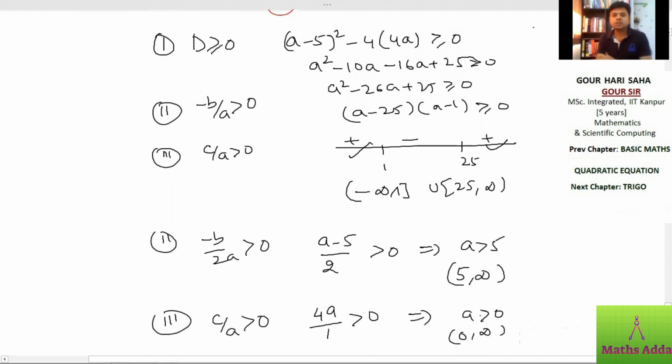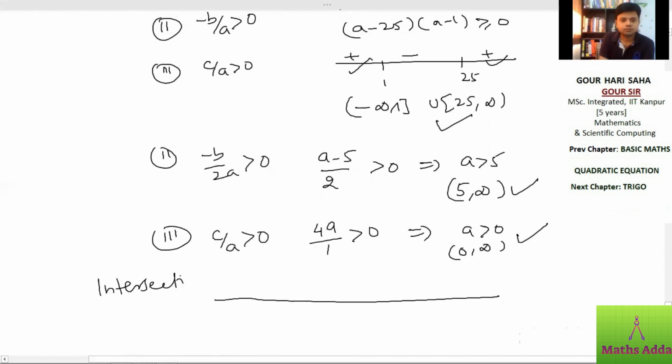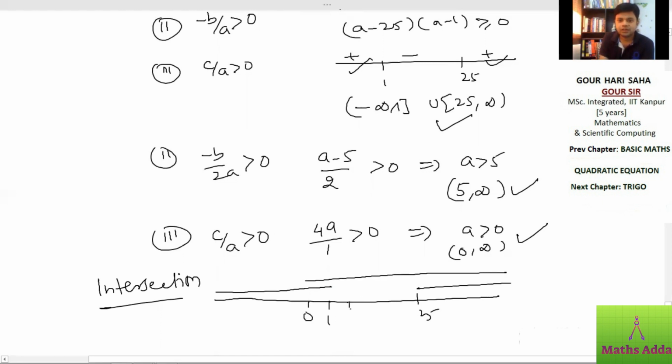And then how do we solve it? We need to find a which satisfies this and this and this. So how will we do that? We will take the intersection. First is 1 and 25 outside, 1 included, 25 included. Then it says 0 to infinity. Second says 5 to infinity. 0 open, 0 to infinity, 5 open, right? Common is this. So the answer is 25 to infinity.